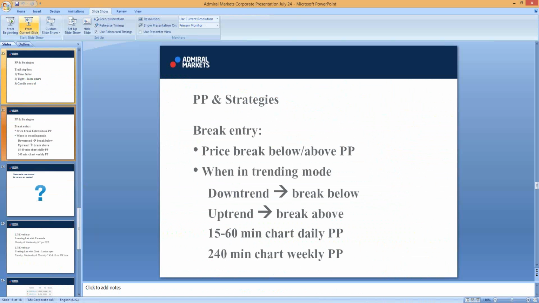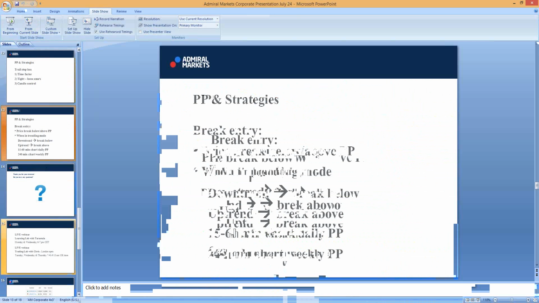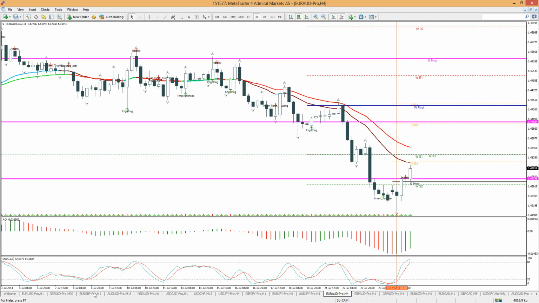Breakouts: price breaks below or above the pivot point, PP. So when you're in a trending mode, in a downtrend, a break below it; in an uptrend, a break above it. Let's take a look. What do I mean with that in a bit more detail?